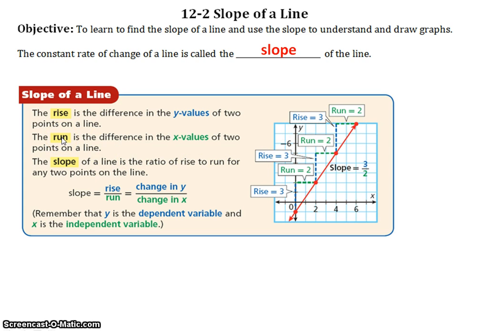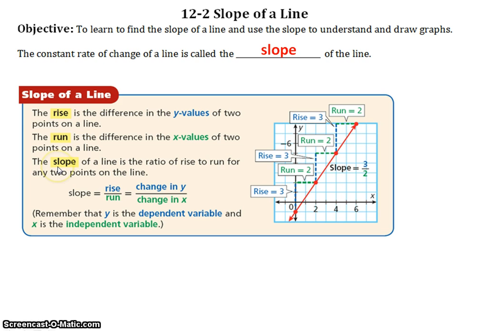Now the run. The run is horizontal, which is the x variables, which is the green line here. That is the difference of the x values of 2 points on a line. So at this point, x is 0. At this point, x is 2. That's a difference of 2, or a run of 2. This point, x is 2. This point, x is 4. That's a difference of 2. So the run is 2.